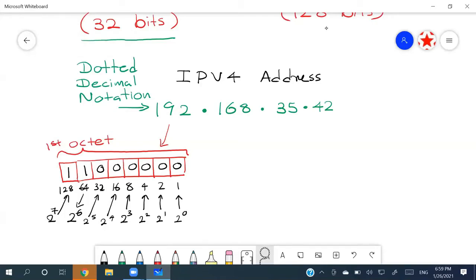So each and every decimal value is going to be represented like this. So here I'm going to represent the 168.